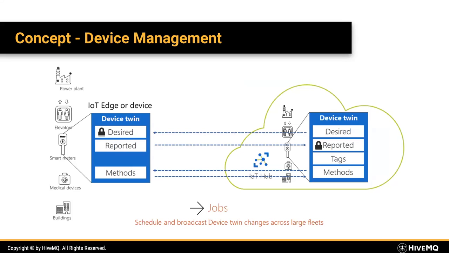Over here, we see that from the cloud, as the first step, we initiate the firmware update by using the direct method call.